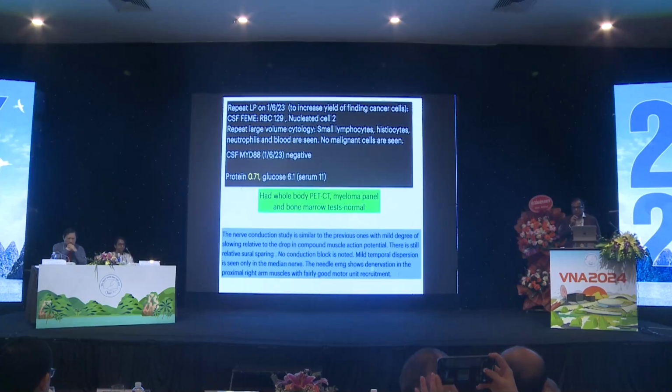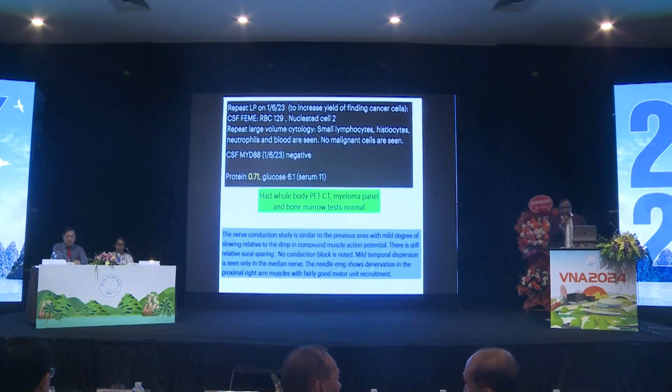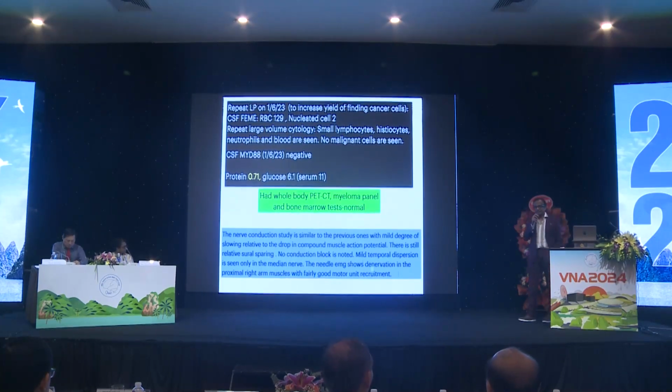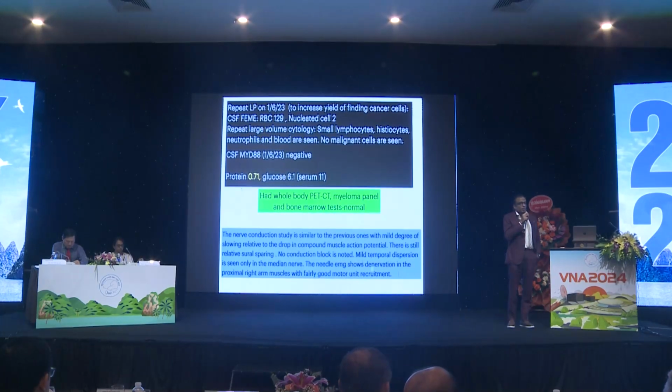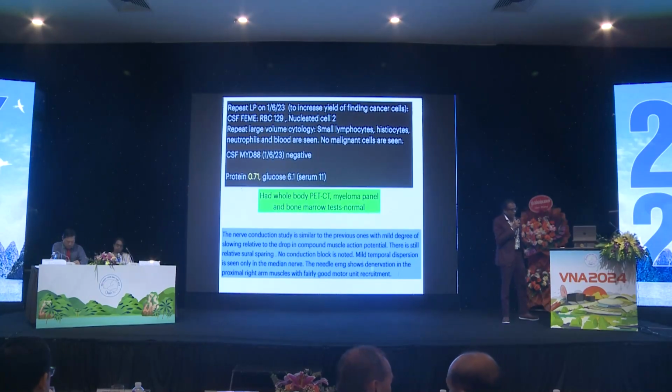Nevertheless, we went ahead with a bone marrow and a PET scan, and they were all normal. A repeat nerve conduction study again showed similar changes as the earlier studies, with no conduction block, no signs of demyelination, but, sorry, I take that back. Small, subtle hints of demyelination, but again at entrapment sites only.